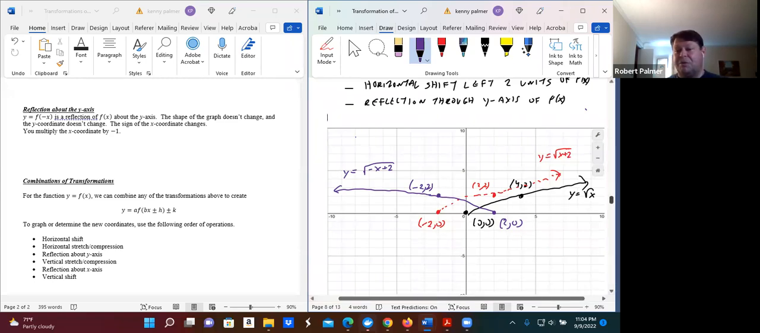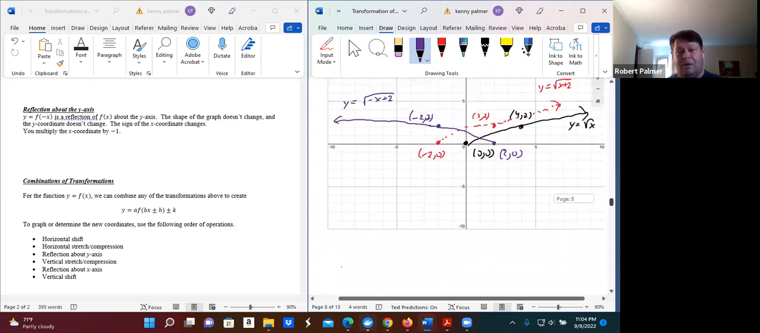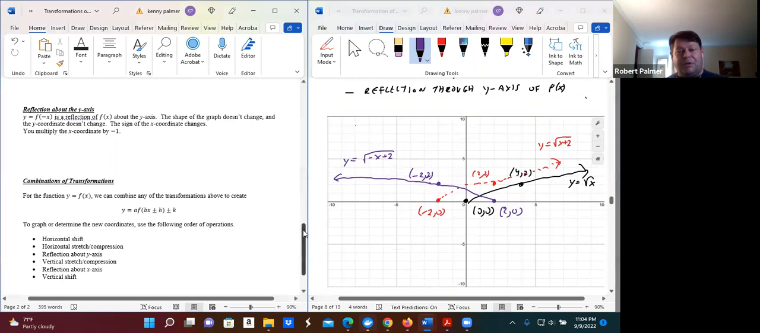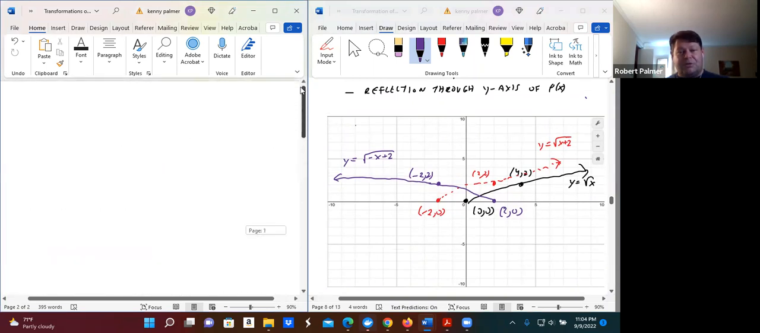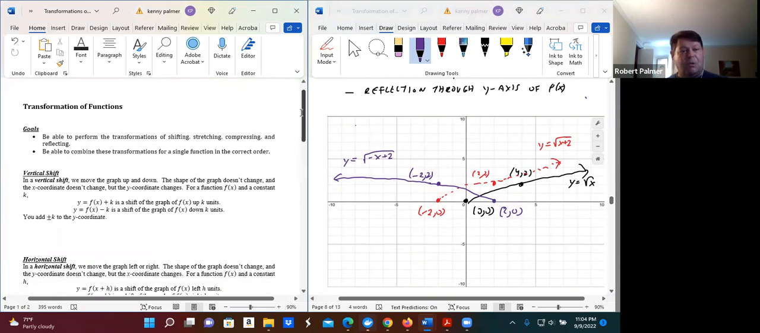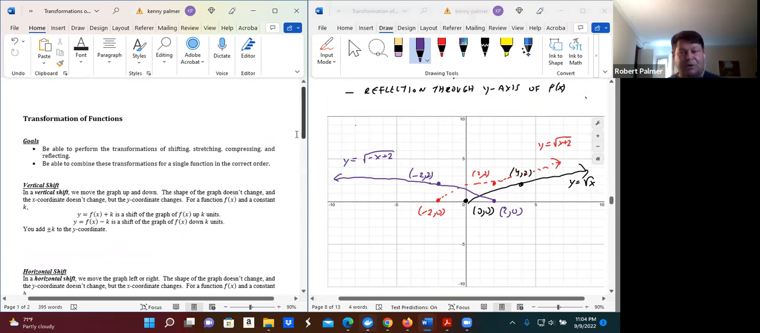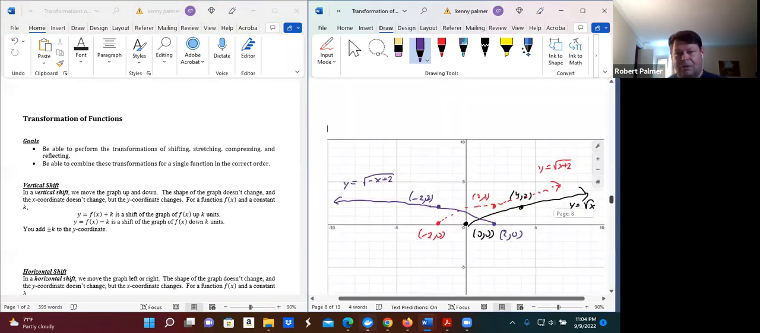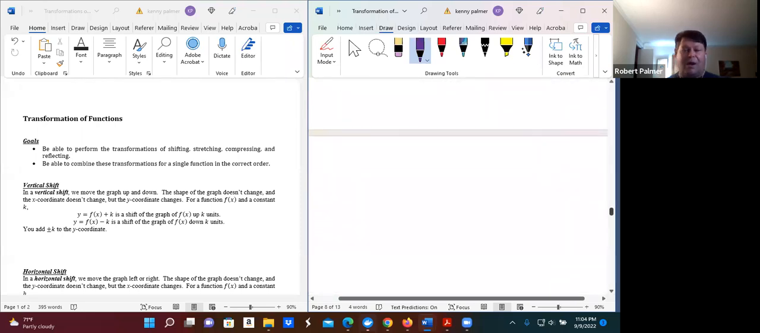All right, so what we've seen so far today, we've looked at each one of these transformations. So our goals were to be able to perform the transformations of shifting, stretching, compressing, and reflecting, we've done all those, and also combine the transformations into a single function in the correct order. So now let's do one more example. This time we're going to do a graph in which you're already given the graph, and we need to find out what transformation has taken place.